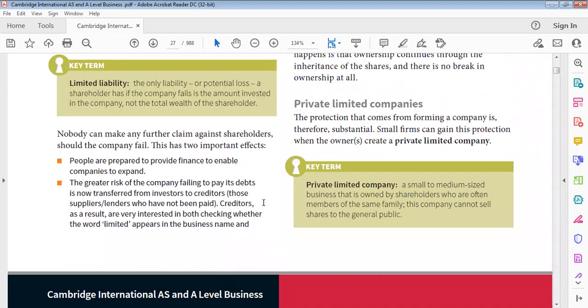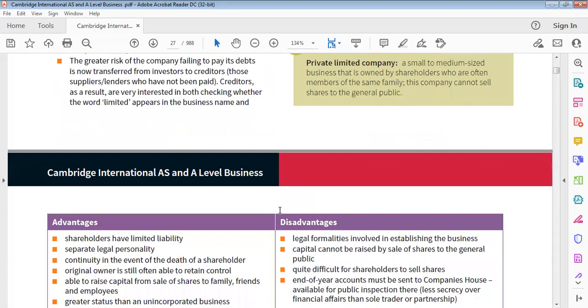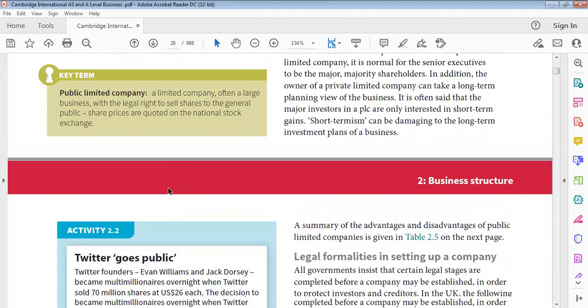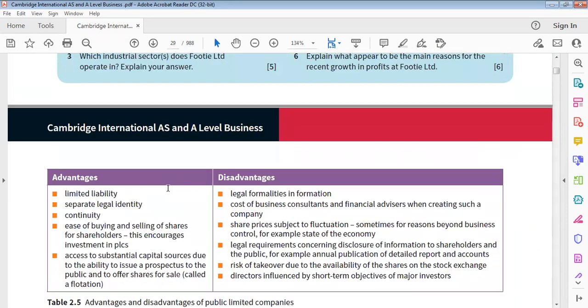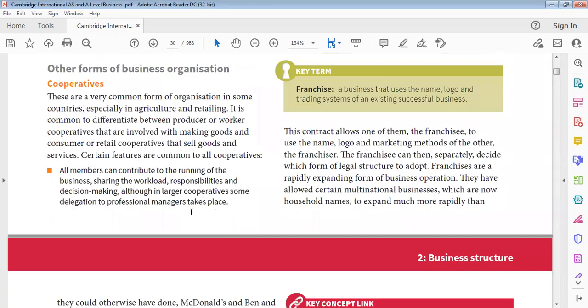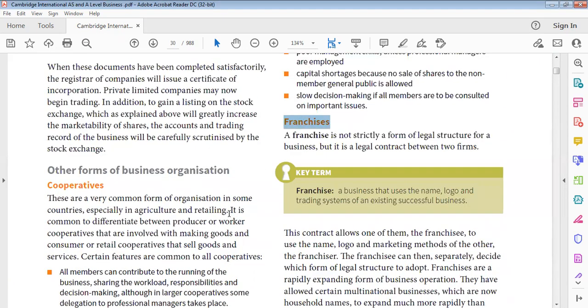So now let's dig into details. First of all, we have private limited, and then we have public limited. Let's learn what the distinction is between these two. Let me see what else we have in this chapter. Then there's franchise.